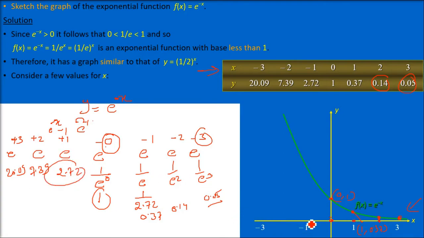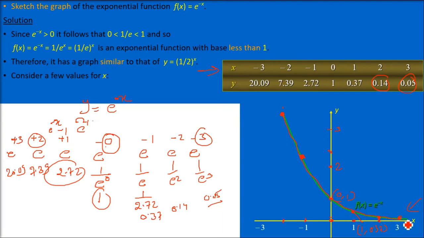Now talking about the asymptote and the range. Let me just plot this also. For negative 1, we had 2.72. For negative 2, we have 7.39. For negative 3, it's going to be 20.09. So let us just plot this. So this is a decreasing kind of function. e to the power minus x is a decreasing kind of function. Okay, let me plot it.